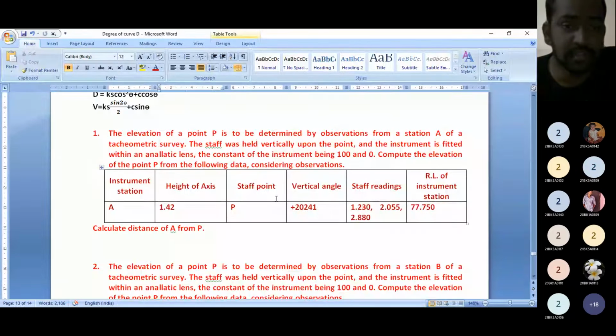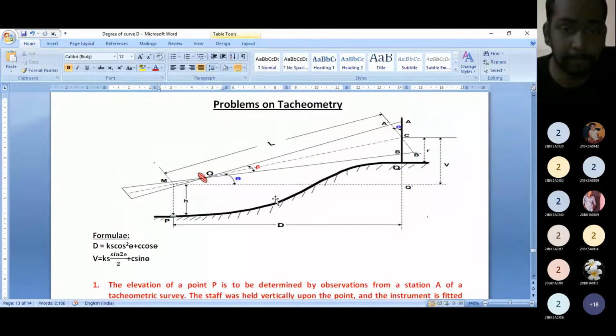See guys, is the screen visible to you or no? Is the screen visible? Yes, sir. Okay, visible.